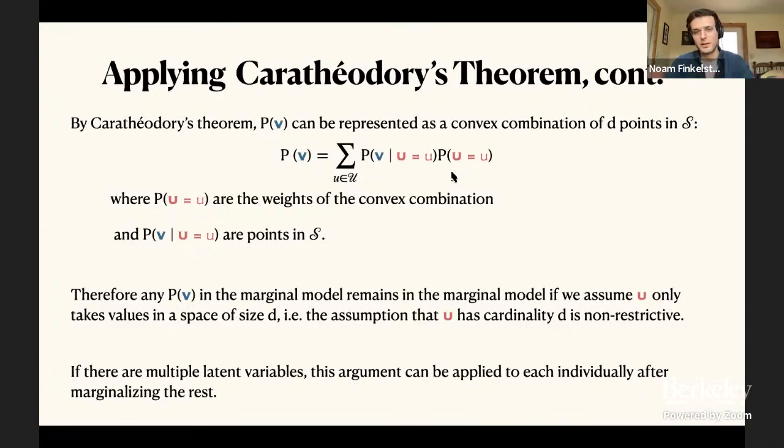So in other words, the assumption that U has finite cardinality of D is non-restrictive. So again, this is sort of like the most general application of Carathéodory's theorem that I could come up with, but it's an idea that's been applied in many specific cases. And so far, we're not talking about graphical models or anything. This is just saying for any latent variable model with discrete observed data, we can bound the cardinality of U.